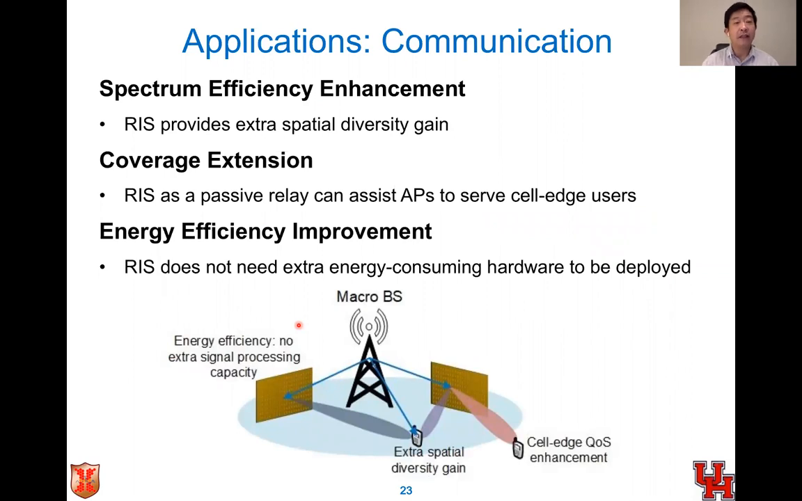And for applications, you can have the spectral efficiency enhancement, as Docomo has done, and coverage extension.